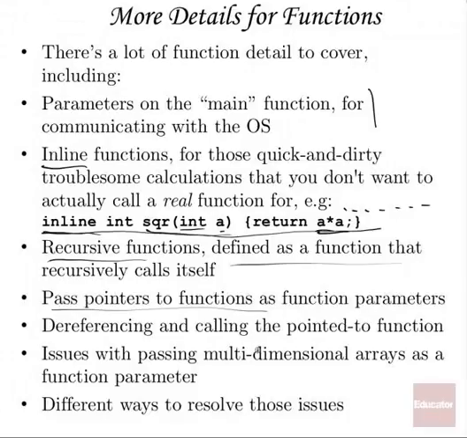So we'll also talk about how to dereference that function, the pointer to function. And we'll talk about some issues with passing a multi-dimensional array into a function as a functional parameter. And we'll talk about what the problems are and some ways of resolving those issues.